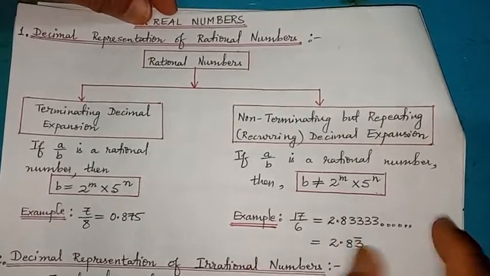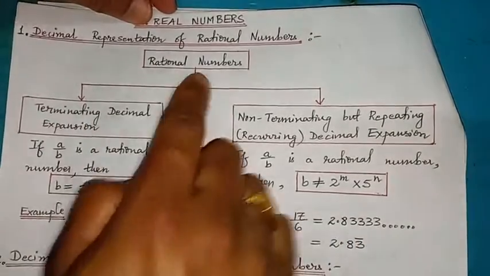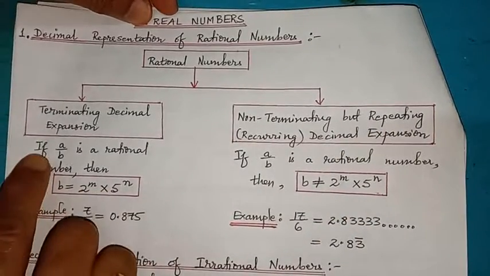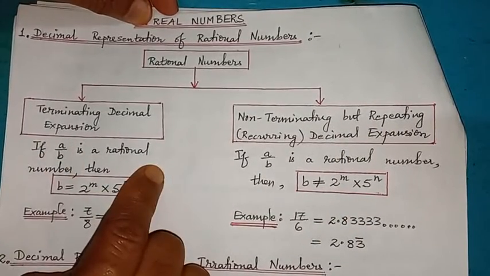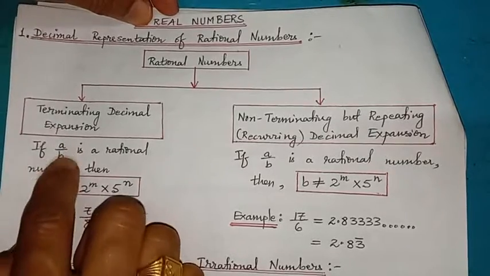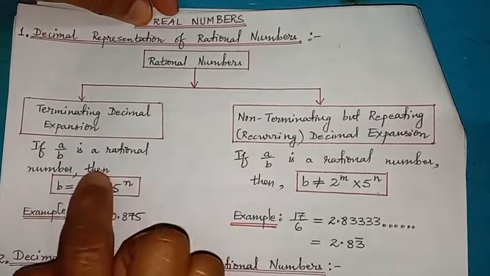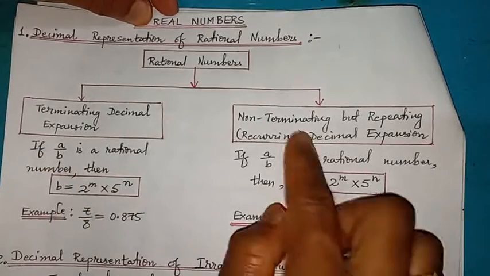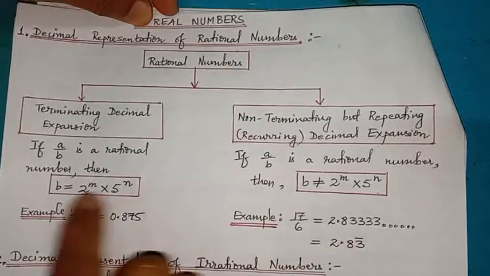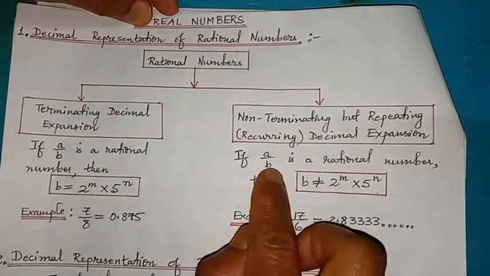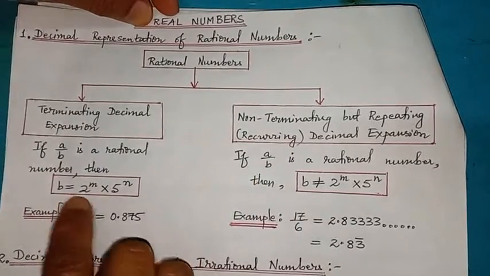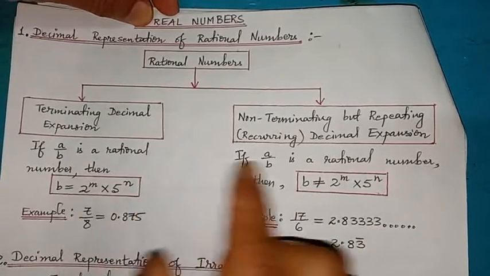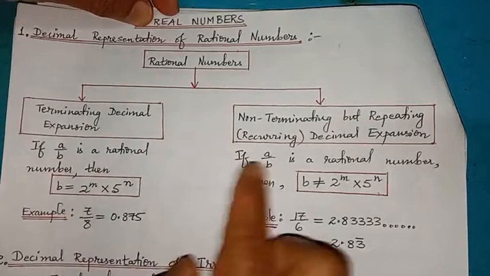I've explained this in the last video also. What are the conditions for a rational number to have a terminating or a non-terminating but repeating decimal? These are the conditions. Suppose a by b is a rational number where a and b are integers and b is not zero. To find whether that rational number has a terminating or non-terminating decimal, you just do the prime factorization of the denominator b.